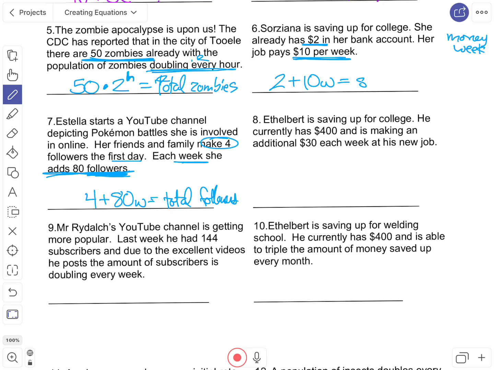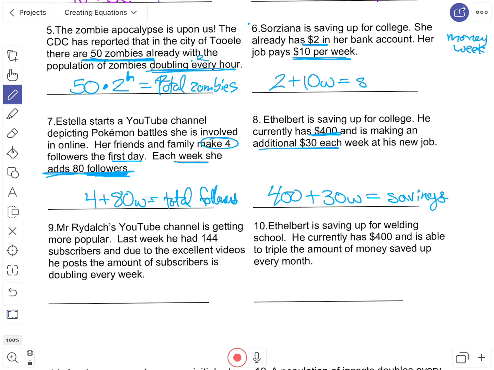Okay, number 8, Ethelbert is saving up for college. He currently has 400 and is making an additional 30 each week at his new job. So again, savings and making money, kind of like number 6, right? So he already has 400 in savings, and we are adding 30 to it each week. So we're adding $30 every week, and that'll get him S for savings, total savings.